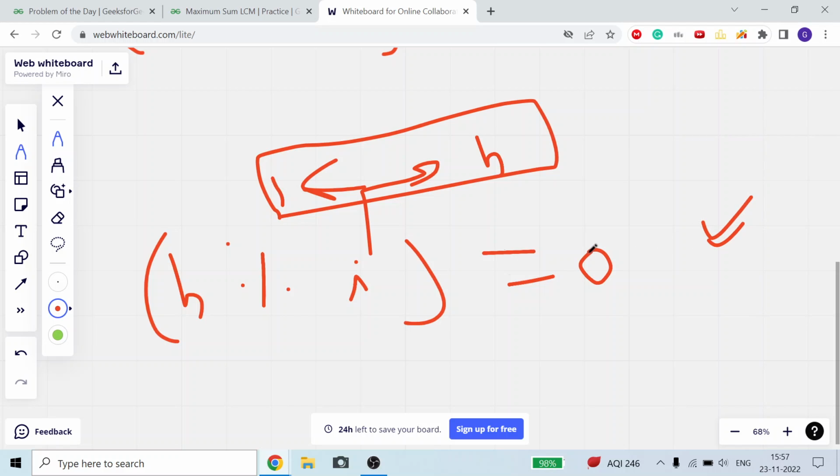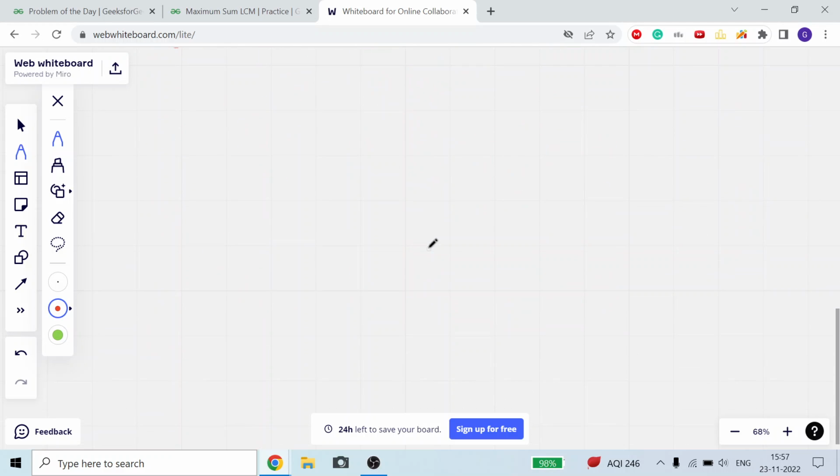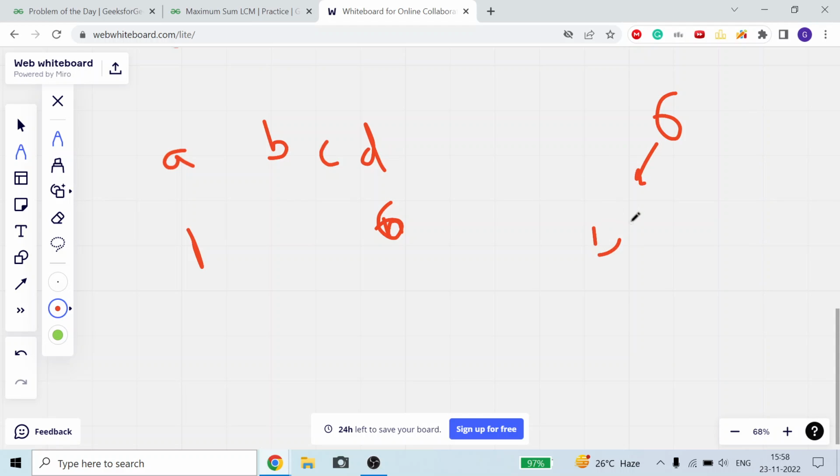Now what guarantees that all these numbers give me an LCM equal to n? Suppose for a minute I select four numbers A, B, C, D. Here I know D will always be equal to n and A will always be equal to 1. Suppose n is equal to 6. Then the factors are 1, 2, 3 and 6.